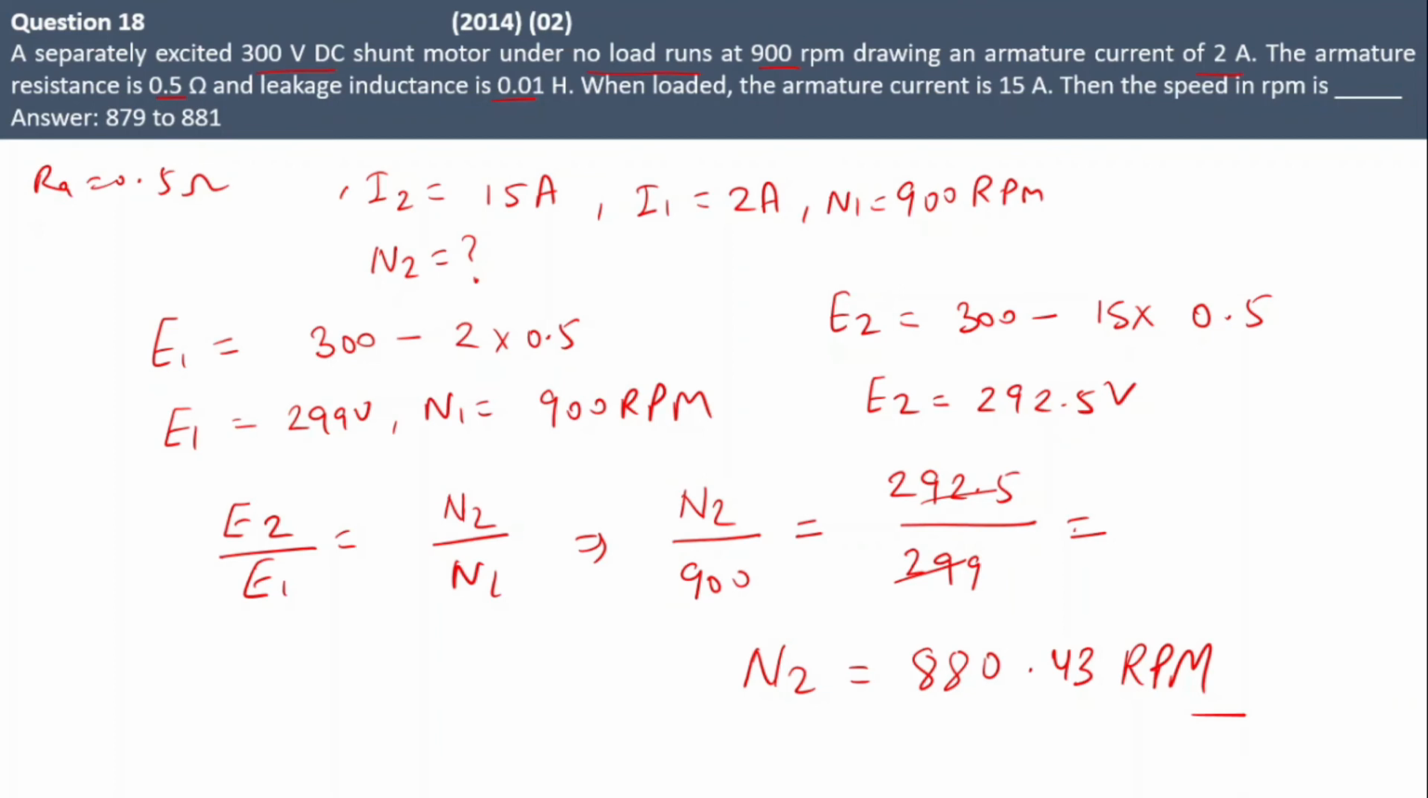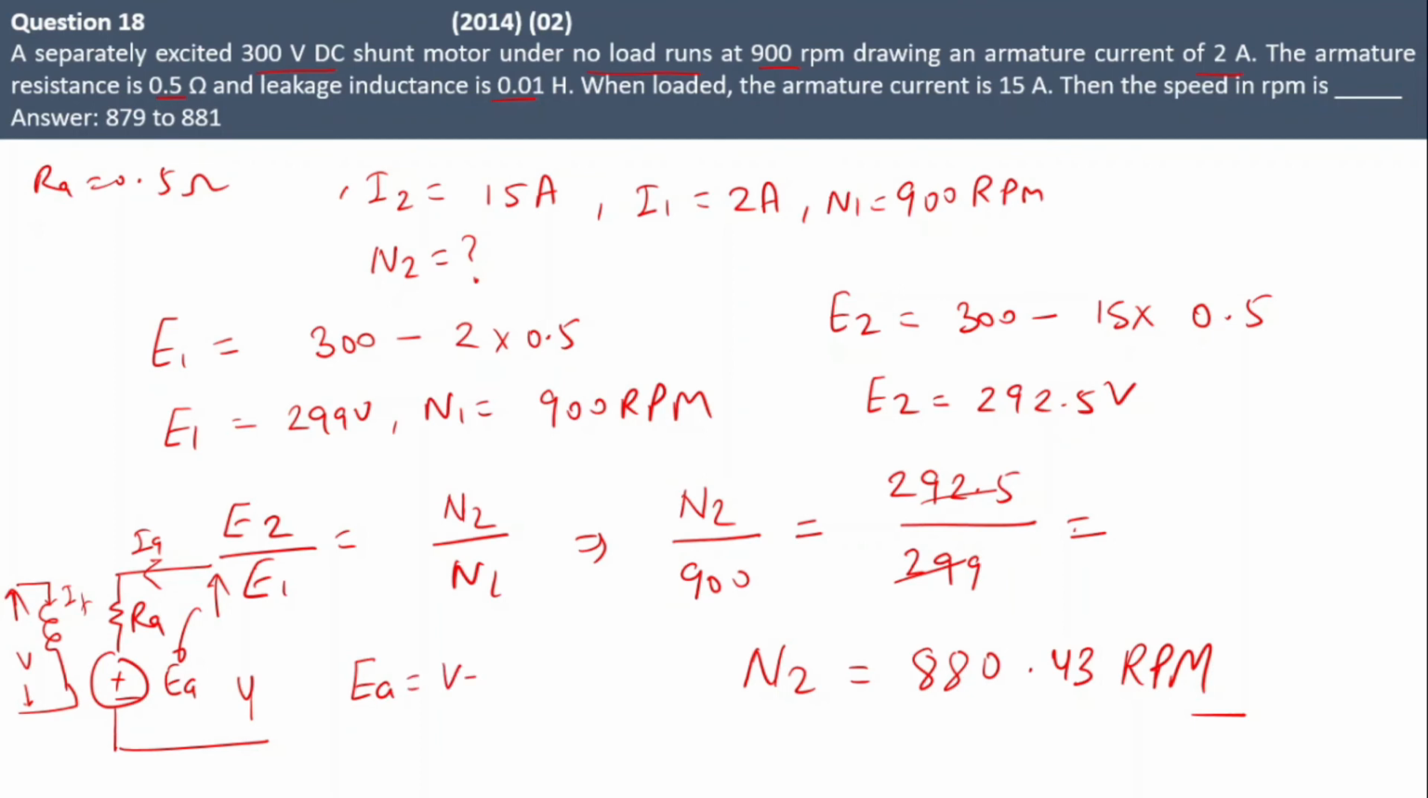ये है आपका सेपरेटली एक्साइटेड। सेपरेटली एक्साइटेशन में क्या होगा आपका सर्किट डायग्राम? ये है आपका EA, मोटर है, सो IA. सेपरेटली एक्साइटेड में जो आपका फील्ड वाइंडिंग है, इसको आप अनदर DC सोर्स से सप्लाई देंगे, तो इसमें होगा IA, फील्ड करंट, RA, दिस इज V. इसमें आप KVL लगाओगे तो आपको मिलेगा EA इक्वल टू V माइनस IA RA. सिंपल इक्वेशन, उसी से मैंने ये यहाँ पर सॉल्व किया। ओके.